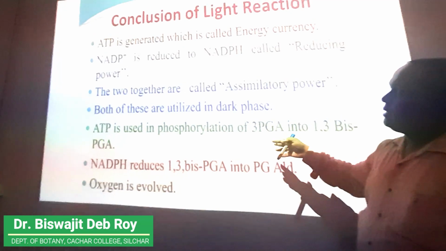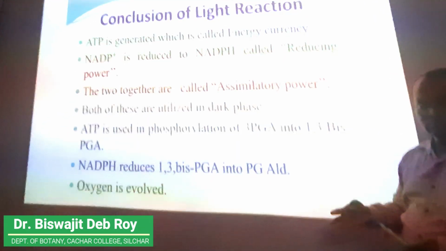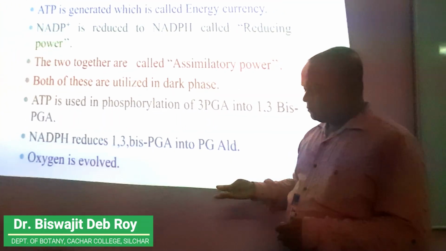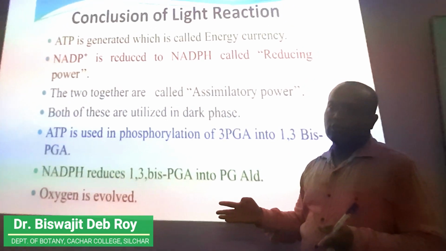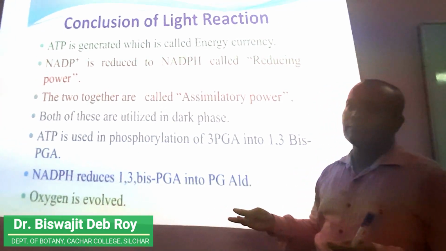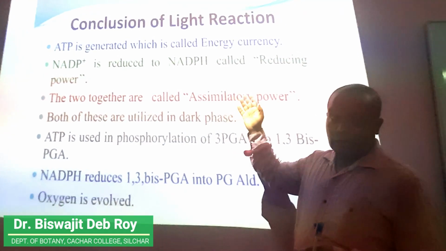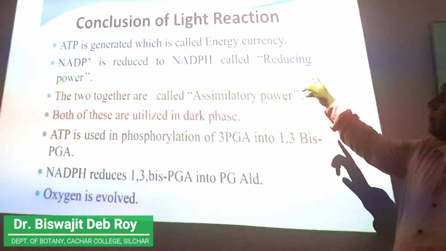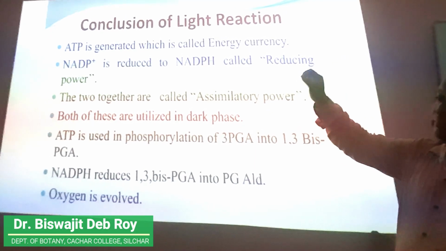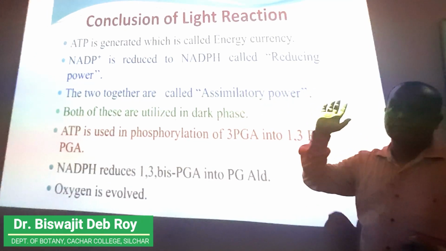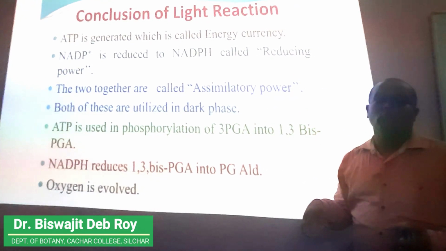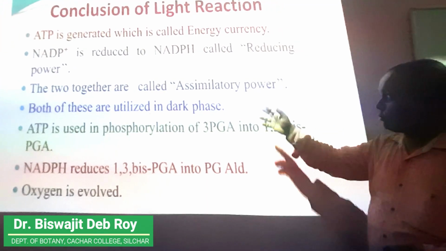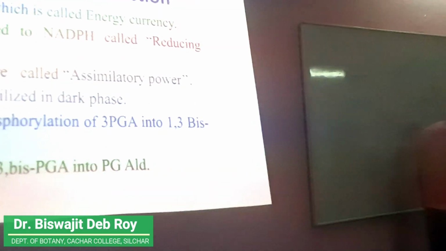So this way we get the sugar, we get the oxygen after completion of photosynthesis. We get some amount of water also. At the same time, we get ATP and NADPH, which is the assimilatory power. Name the assimilatory power, or what are the assimilatory power of photosynthesis? A question may come.